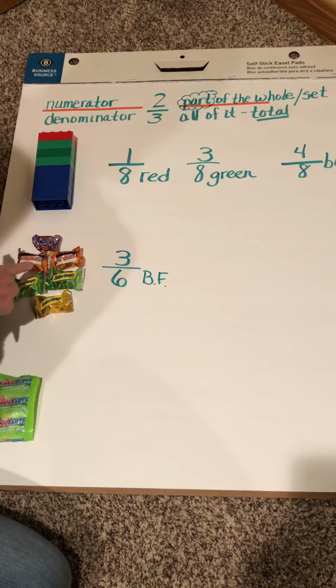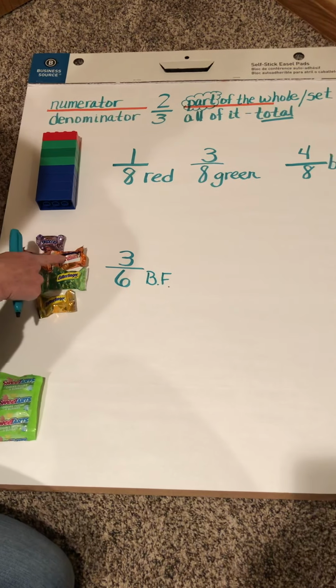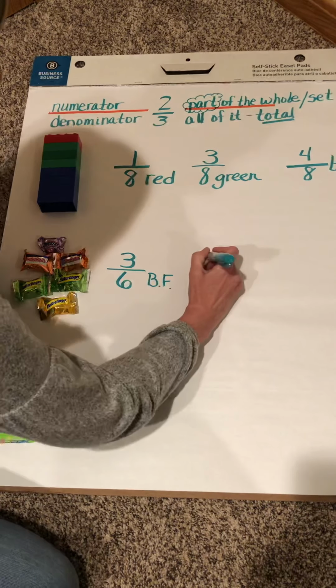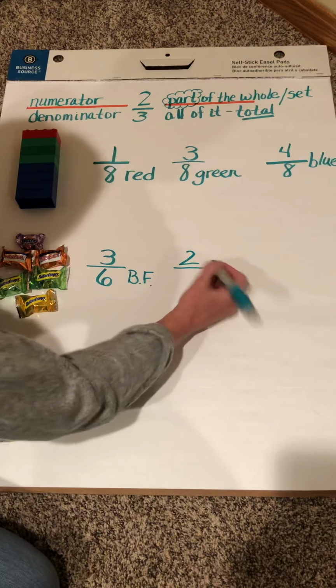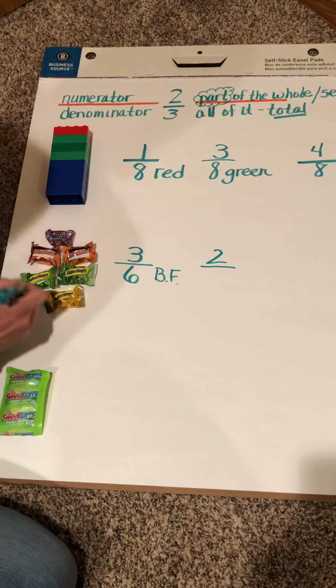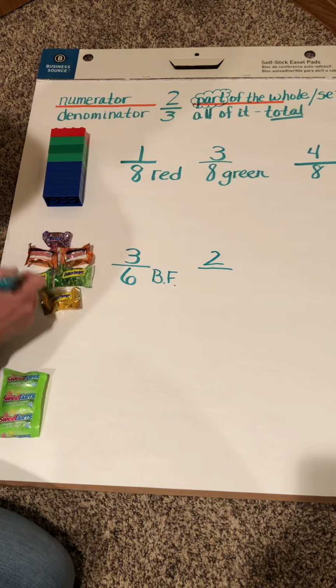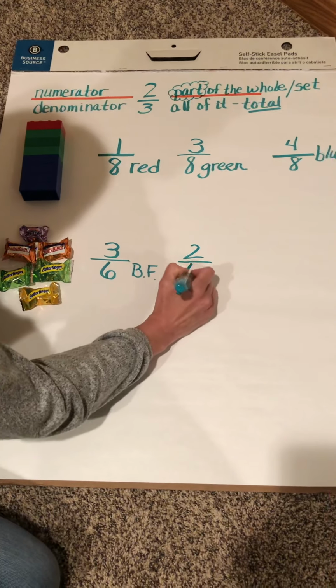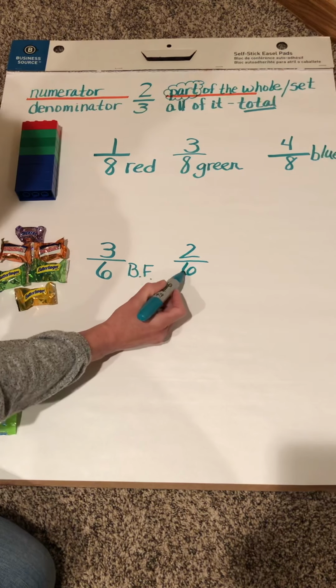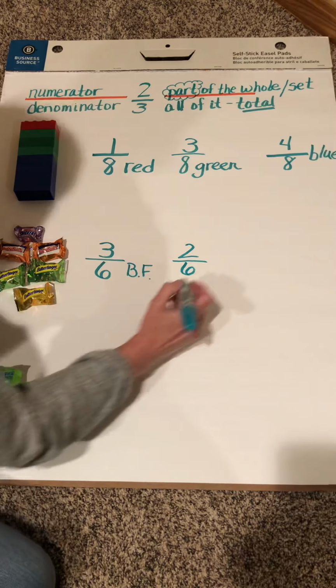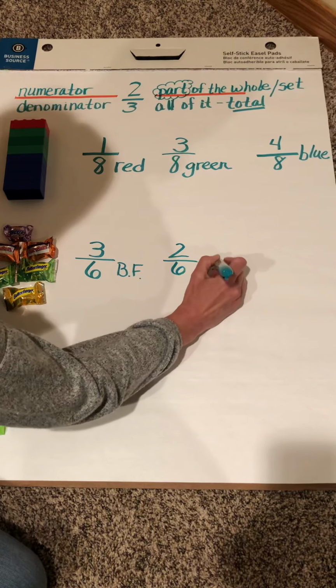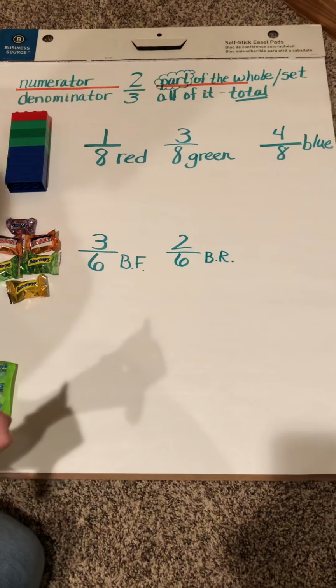Baby Ruths. I have 1, 2 Baby Ruths. So that's going to be my numerator. And the denominator is still going to be the whole set, which I know is 6. So 2/6 of this set are my Baby Ruths. I'm just going to put a BR to be quick.